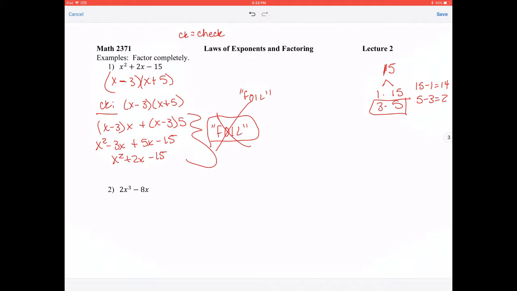All right, so now let's factor number 2. First thing we do is we pull out our greatest common factor, which is 2x. I'm left with x squared minus 4. X squared minus 4 is a perfect square, so I'm left with 2x times x minus 2, x plus 2. That is the difference of squares. A squared minus b squared equals a minus b times a plus b.